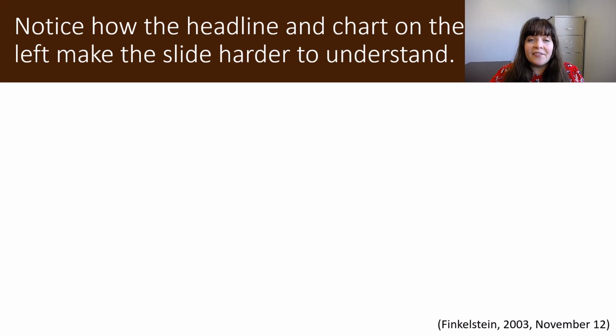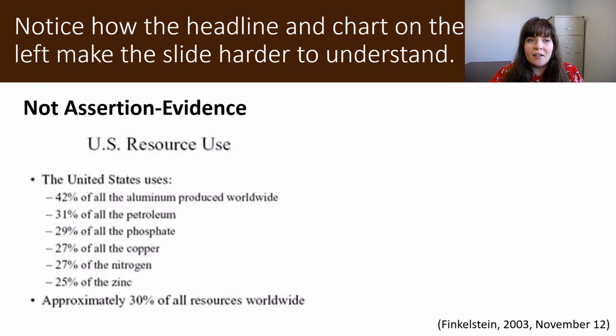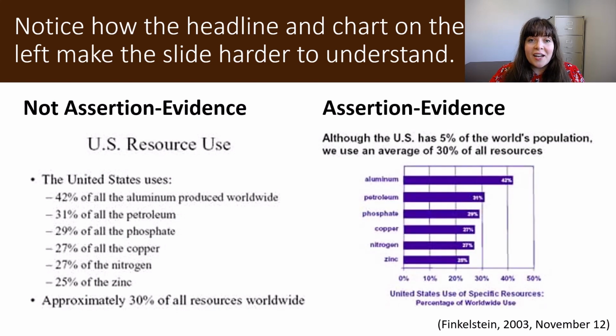I want us to see the difference between an assertion evidence slide and a traditional slide. So notice how the headline and chart on the left make the slide harder to understand. We see U.S. resource use, but we don't really understand what all these percentages are trying to tell us. Contrast that with the slide on the right, we have an assertion that says although the U.S. has 5% of the world's population, we use an average of 30% of all resources. Then those percentages are in context for our audience. They know what those percentages mean and how they're contributing to the argument.